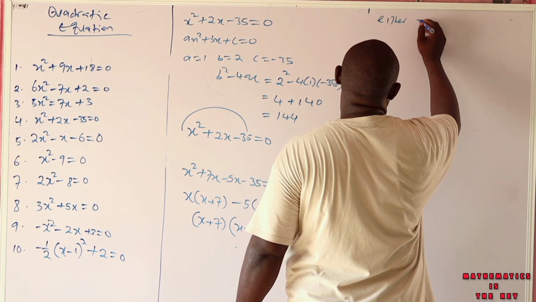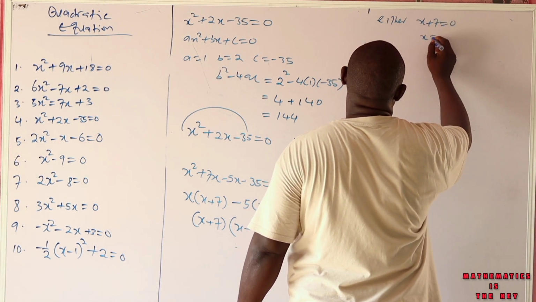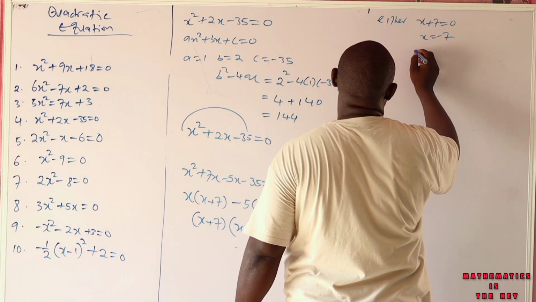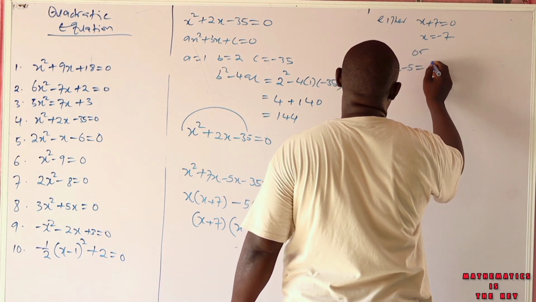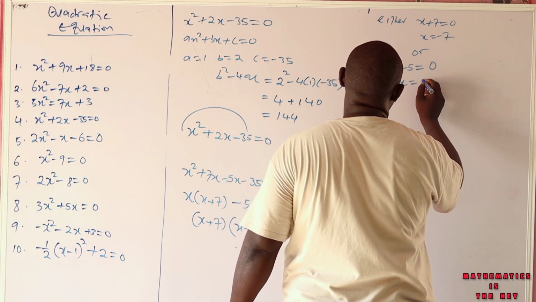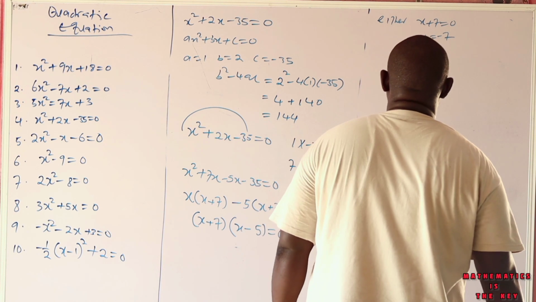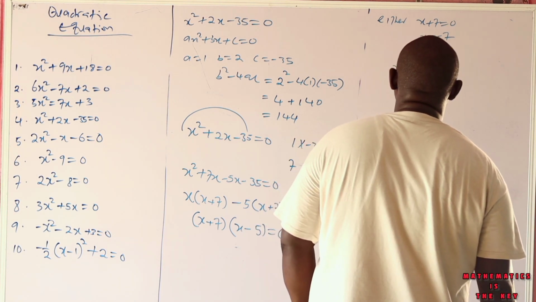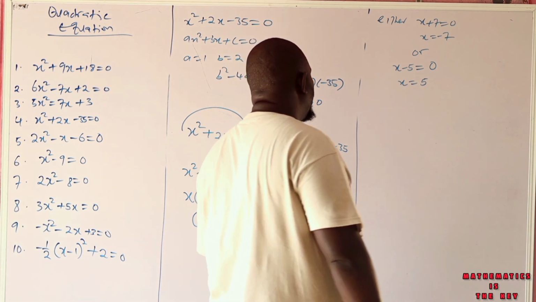Either the first bracket, x plus 7 is equal to 0, we will have x is equal to minus 7, or the second bracket, x minus 5 is equal to 0, we will have x is equal to 5. So the solutions to this particular equation are x is equal to minus 7 and x is equal to 5.